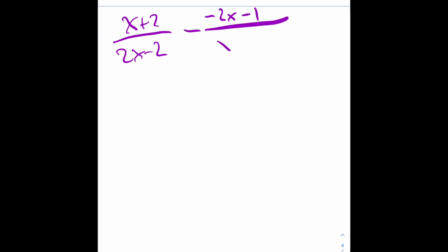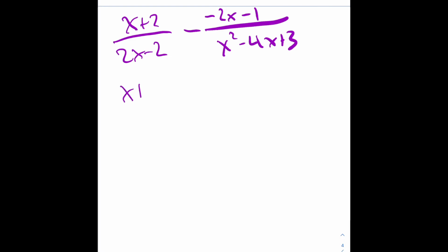A couple more examples, subtracting with unlike denominators. So again, x plus 2 over 2x minus 2, subtract negative 2x minus 1 over x squared minus 4x plus 3.